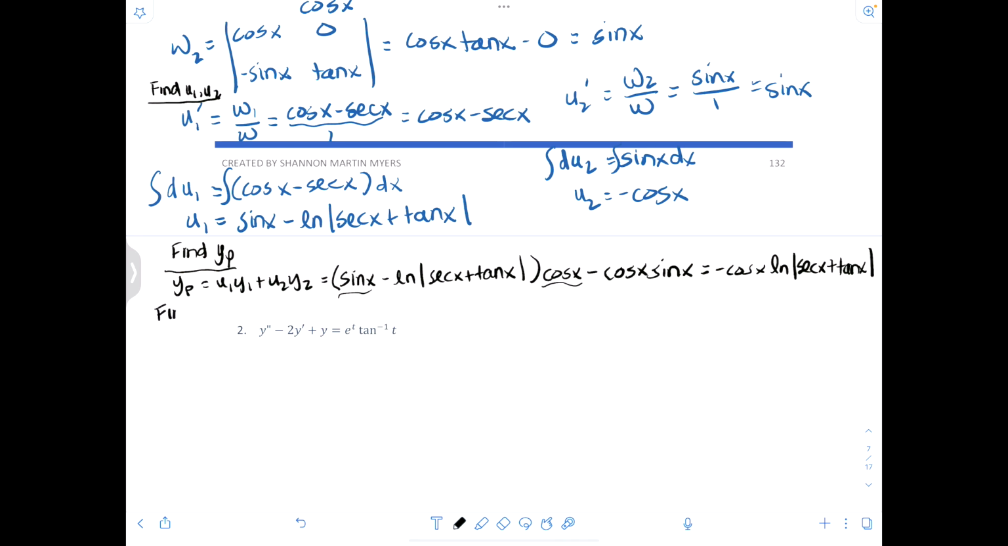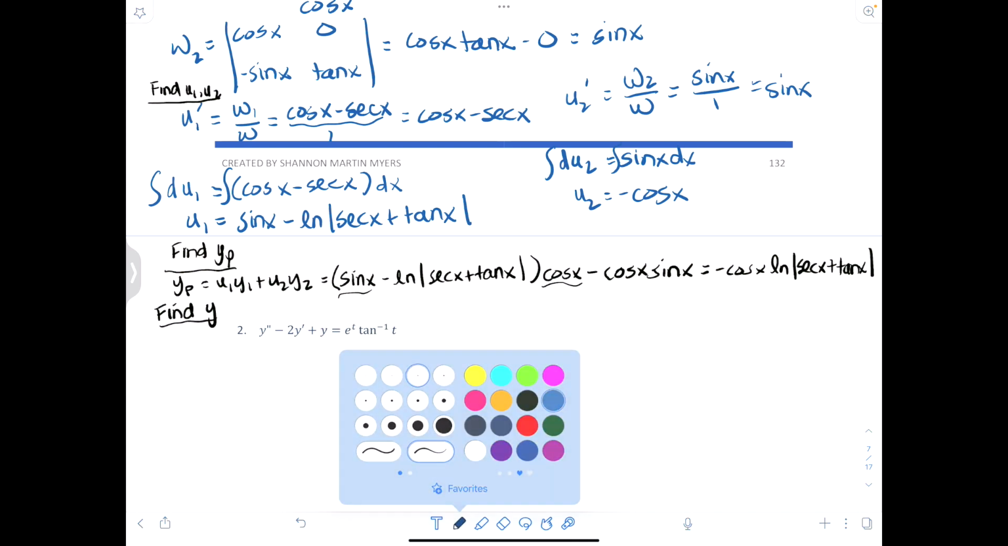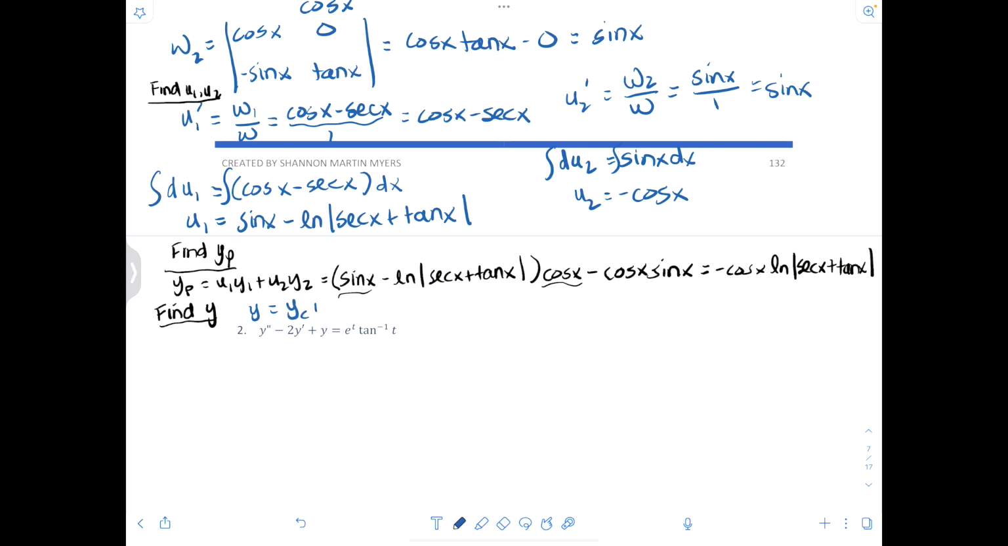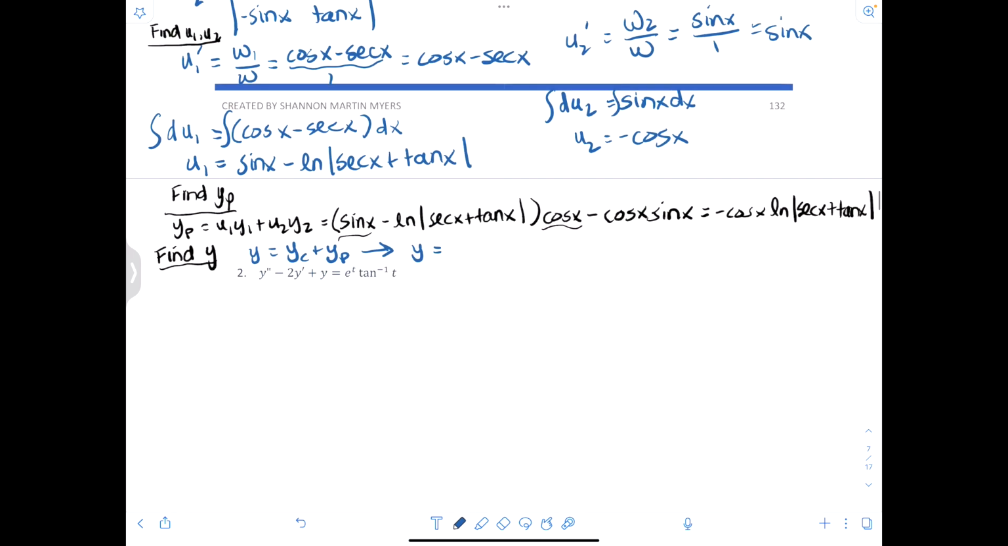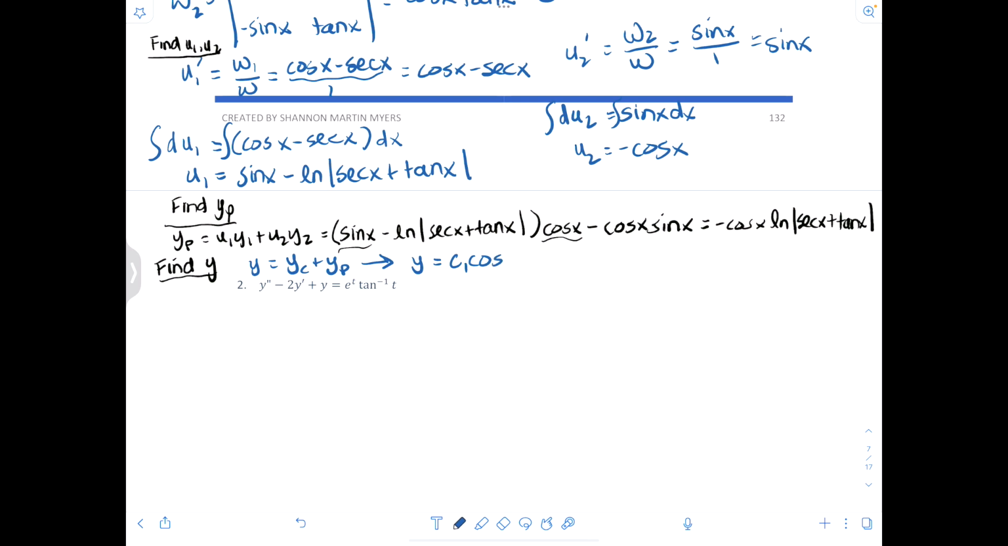And then now find y. Well, remember, y is equal to yc plus yp. And so y is going to equal, way back when, our yc was c1 cosine x plus c2 sine x. And then our particular is just minus cosine x times natural log absolute secant x plus tangent x. And we're done. Isn't that cool? Cool process?